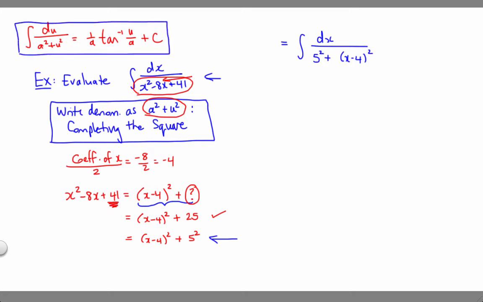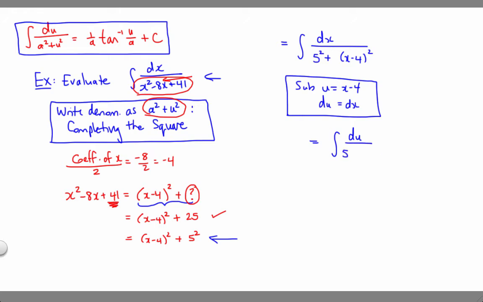Okay, so we can go ahead and make a substitution. Let's sub u equal x minus 4. That makes du equal to dx, and we're ready to go back up to our integral. So rewriting our integral, dx can be replaced with du, and the denominator can be rewritten 5 squared plus u squared. So that is exactly the arctan formula that we've got at the top of the page here. So applying the formula, we're getting 1/5 arctan of u over 5 plus a constant.